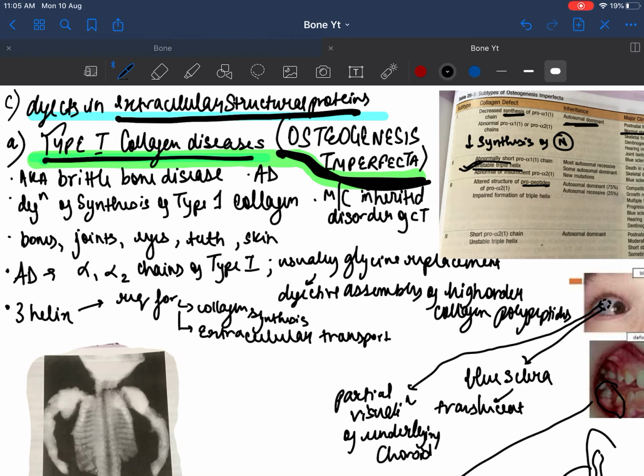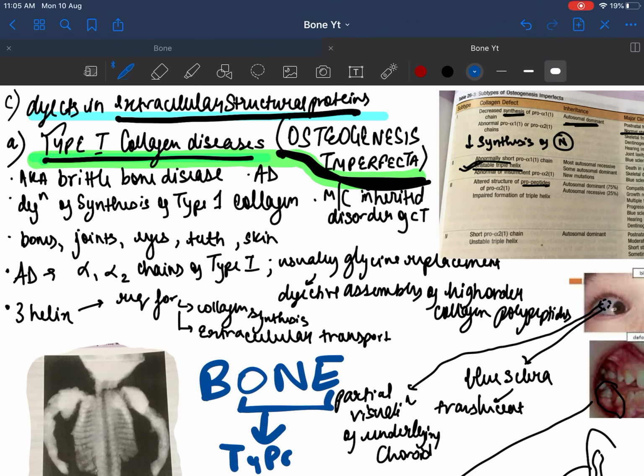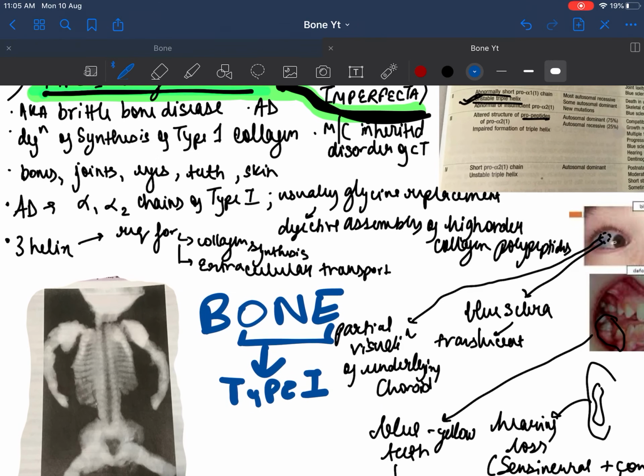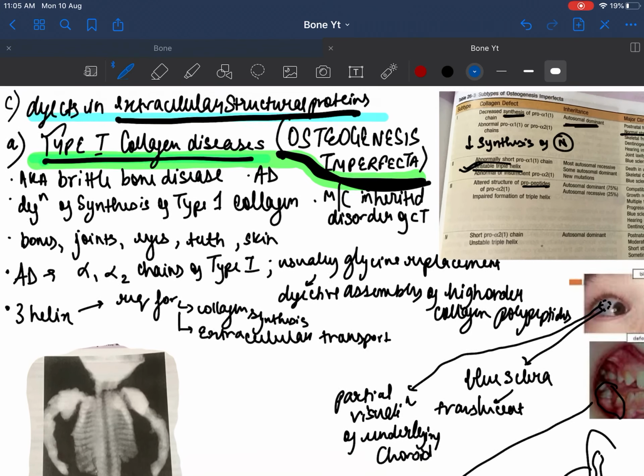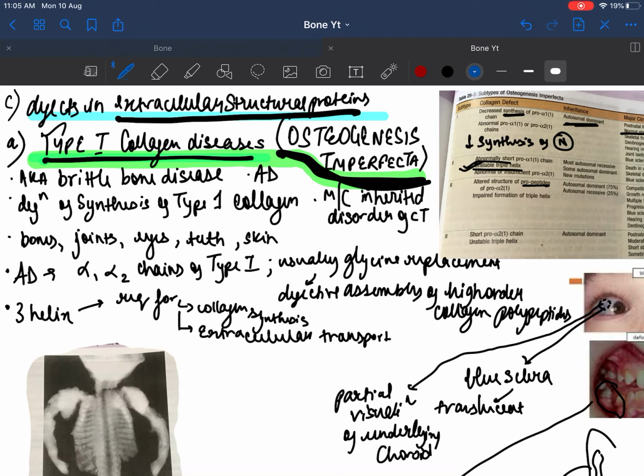It is easy to appreciate that we find type 4 collagen in the kidneys, and type 1 collagen is present in the bones. So please remember by the word bone. Bone contains 1, 1 means type 1 collagen. It is very important to understand, just a thing to remember which type of collagen it contains. So type 1 collagen disease, the disease we have is osteogenesis imperfecta.